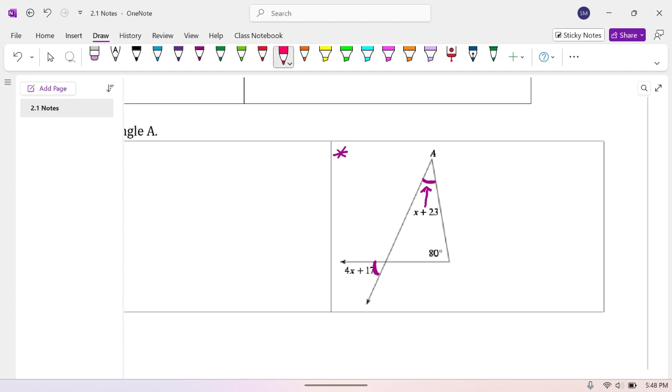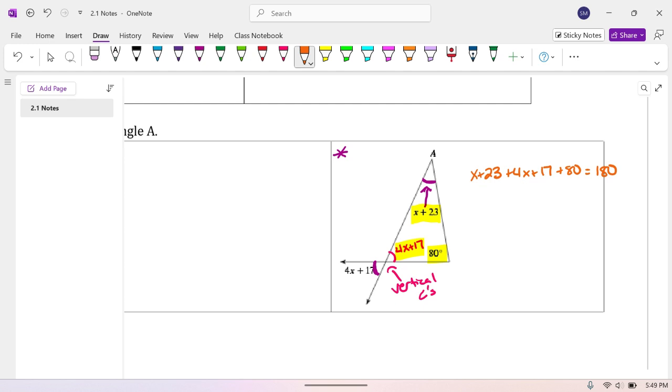But if you notice, these are once again vertical angles. All right. So we can assume that if this angle is 4x plus 17, this angle is also 4x plus 17. So we now got enough information to use the triangle sum theorem by adding up all 3 of those expressions and then set it equal to 180. So I would have x plus 23 plus 4x plus 17 plus 80 is equal to 180.